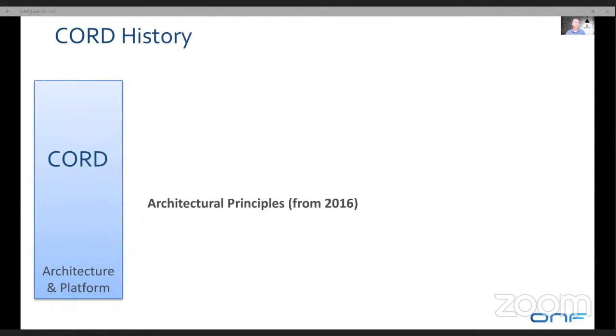the design principles that shaped Cord, they involved taking advantage of the economies of commodity hardware. Again, this is directly learning from the use of commodity hardware in data centers, cloud data centers, and the idea was to apply that to the edge, to the central office, and to the access networks.